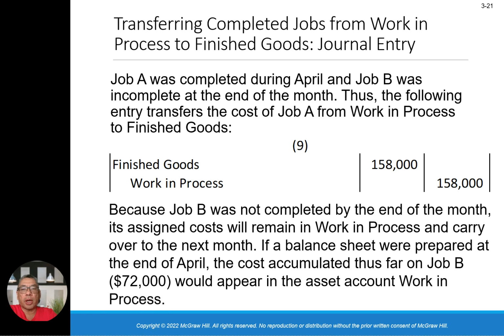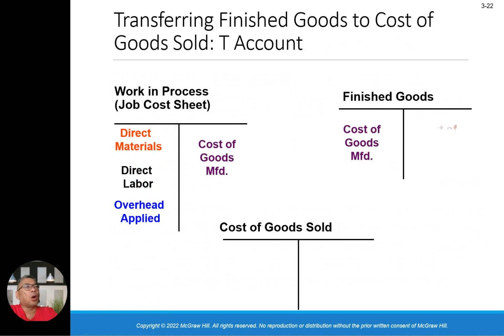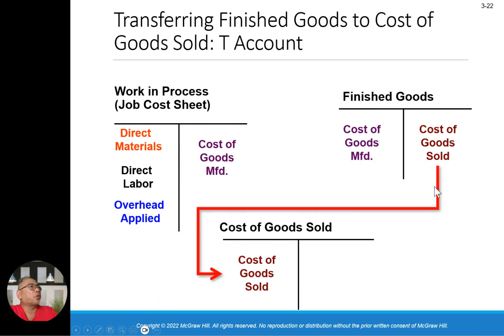Okay, so you're going to look at the T account. On the T account, it's going to be cost of goods sold here on the debit side.